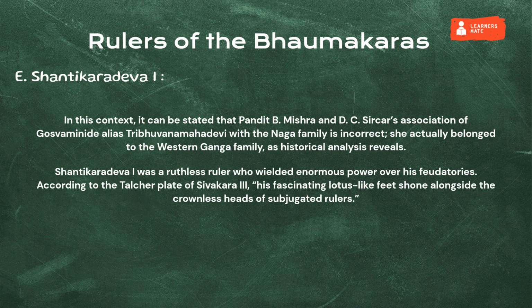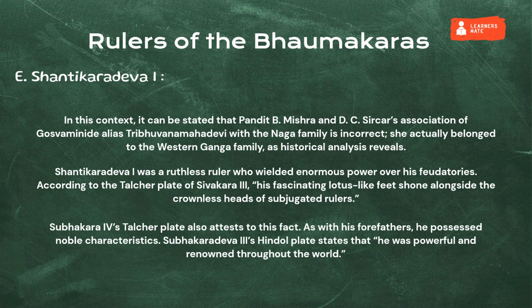Shantikaradeva I was a ruthless ruler who wielded enormous power over his feudatories. According to the Talcher plate of Shubhakara III, his fascinating lotus-like feet shone alongside the crownless heads of subjugated rulers. Shubhakara IV's Talcher plate also attests to this fact.